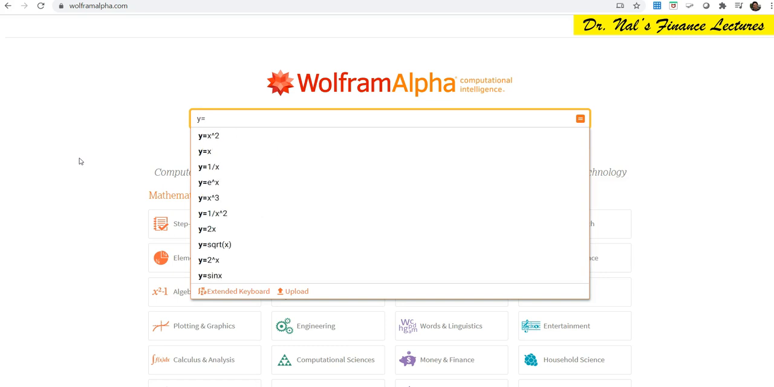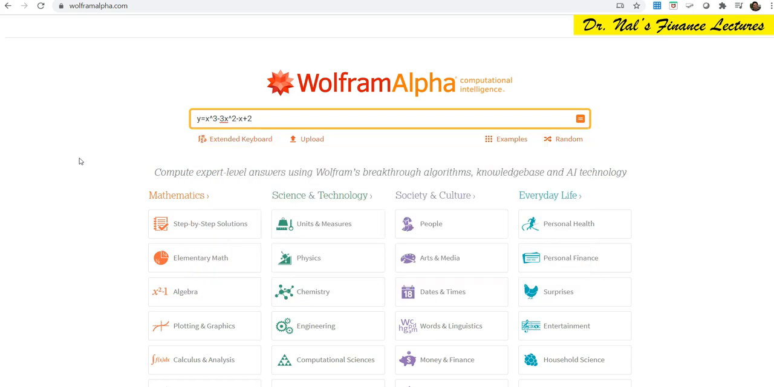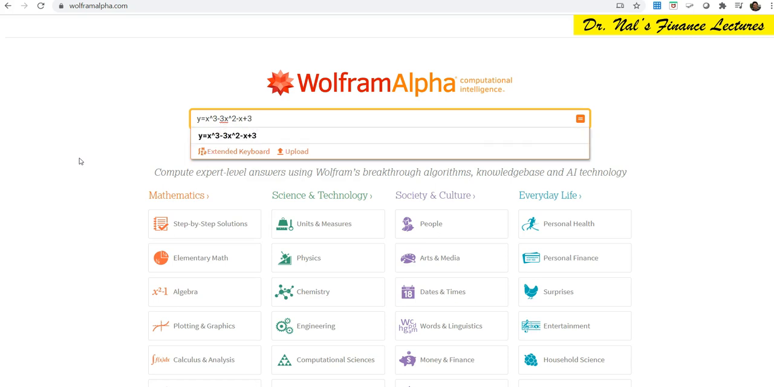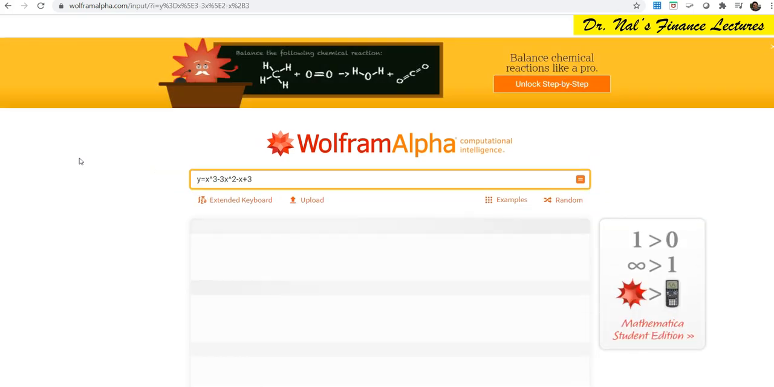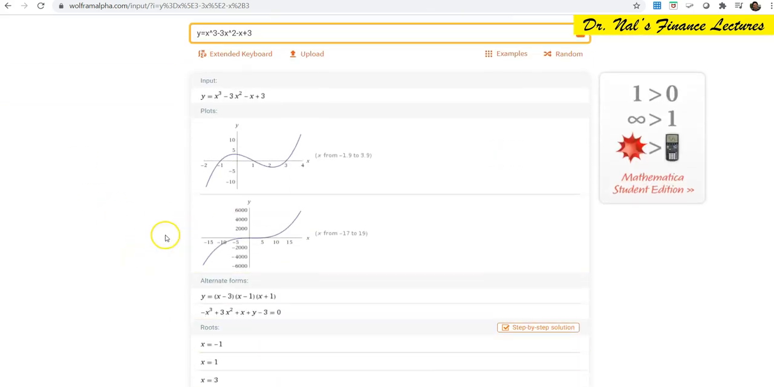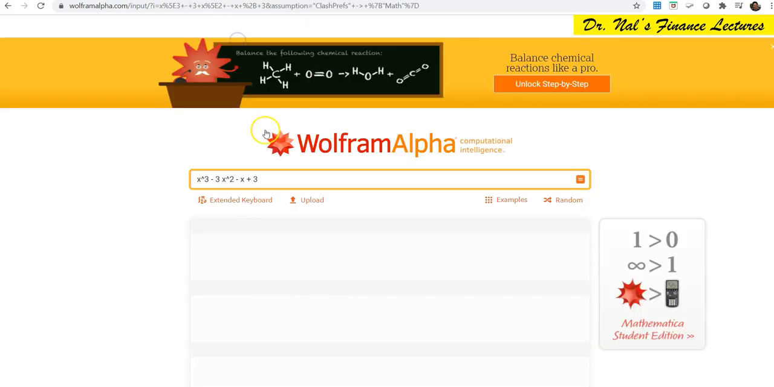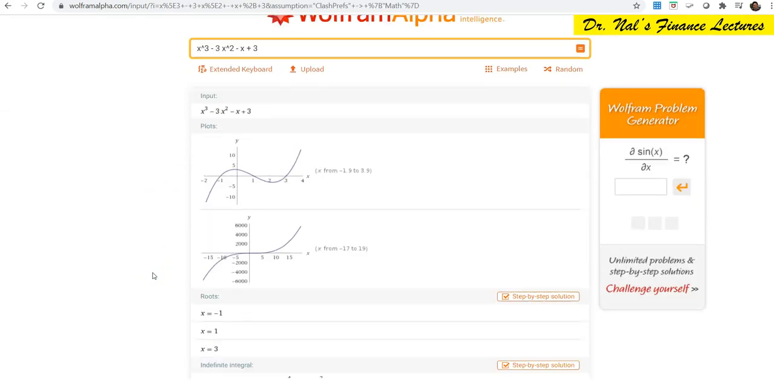So y equals, you just start writing out your cubic polynomial. I believe it was x cubed minus 3x squared minus x plus 2, if I'm not mistaken. I think we started with the plus 3 one. Let's first check this one and see if it gives us the correct result. Yes. You can clearly see the roots of minus 1, 1, and 3. So this is the given polynomial, x cubed minus 3x squared minus x plus 3, sorry for that.